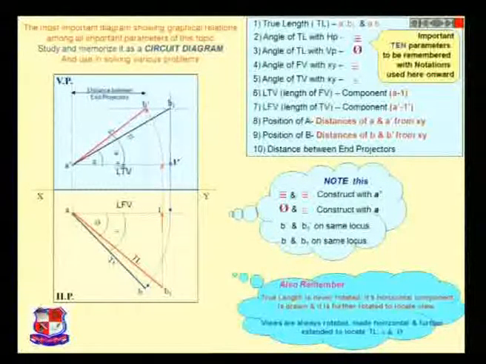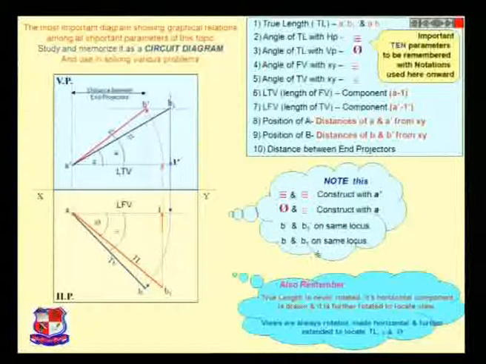In some problems you are given an example like this. Point A is 50 mm above HP and 25 mm in front of VP. Point B is 25 mm above HP and 50 mm behind VP, and the distance between two projectors is given like this. So at that time you need to know the projections of a point as well as the distance between two projectors.